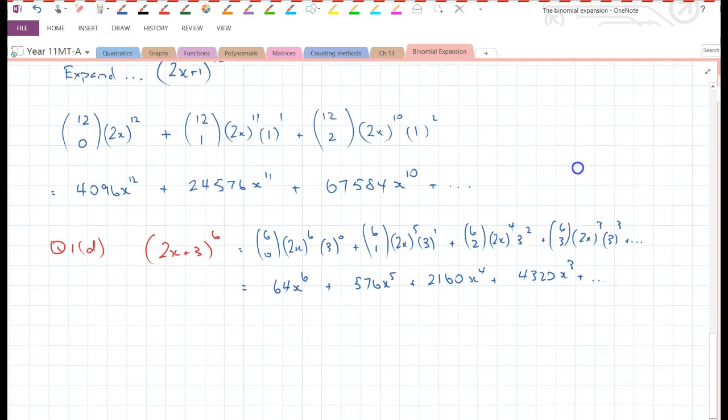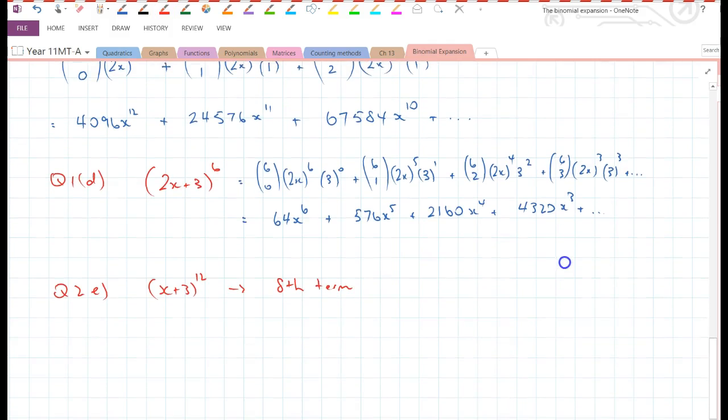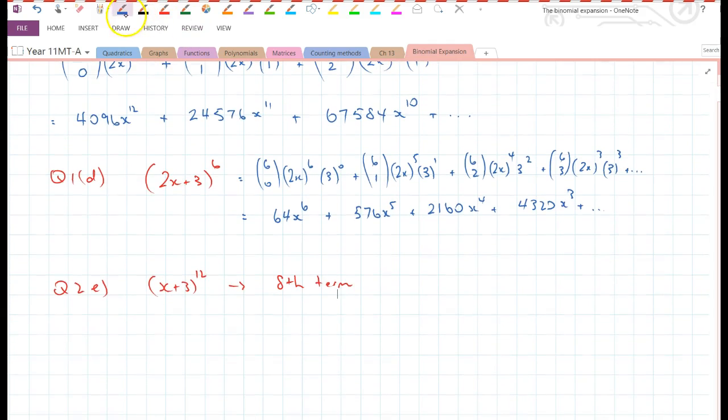So that's question 1. Question 2, I think I got you to do A and B. I'm going to have a look at, for you, question E. Question 2E, just to explain it really. x plus 3 to the power of 12. We want the 8th term. Now this means that that's the first, second, third, fourth. So we want the 8th term. We're not going to write all these out. We're just going to identify the 8th term.